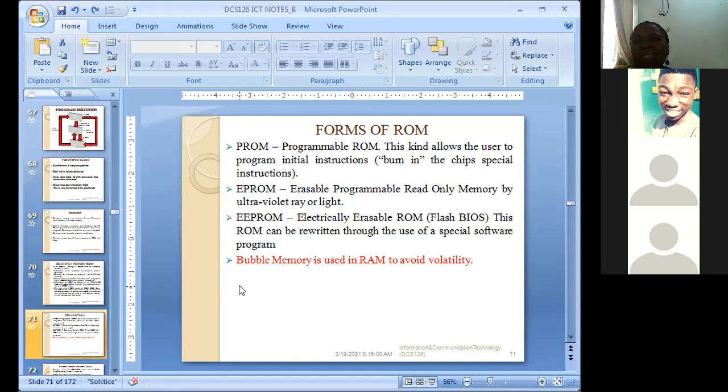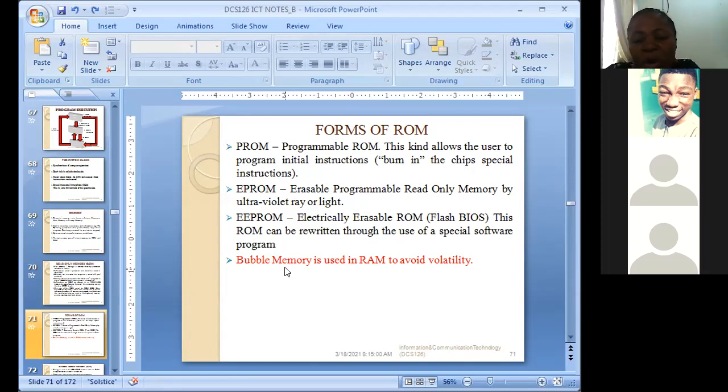Now, the other one is EEPROM. An EEPROM is an electrically erasable ROM, which means you don't need ultraviolet ray or intense light to erase the content of that kind of ROM. You need electricity. Example is flash BIOS. This ROM can be rewritten through the use of a special software program. Okay.